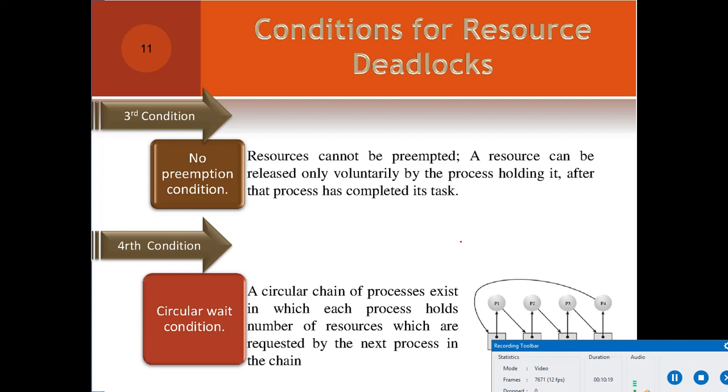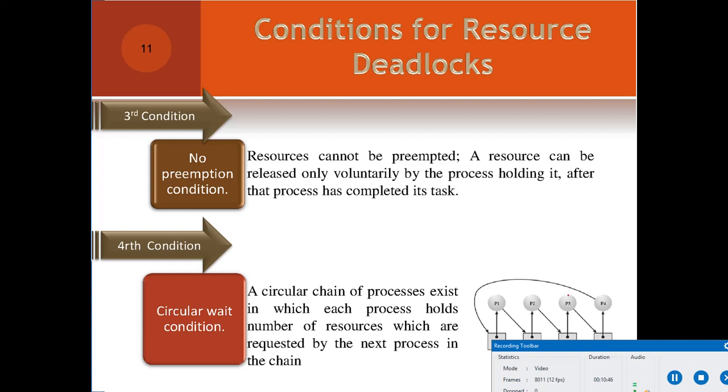No preemption. So preemption is not allowed. That means resources cannot be preempted. A resource cannot be taken back from a process forcefully. A process will release the resource voluntarily after the work has been done. So a resource can be released only voluntarily by the process holding it after the process has completed its task. So preemption is not allowed.